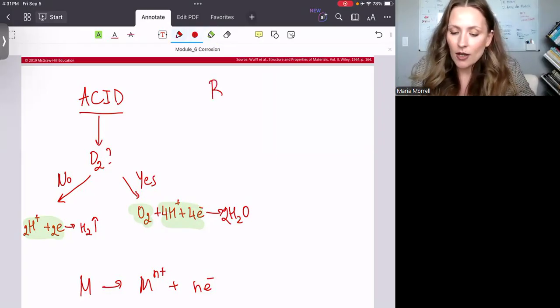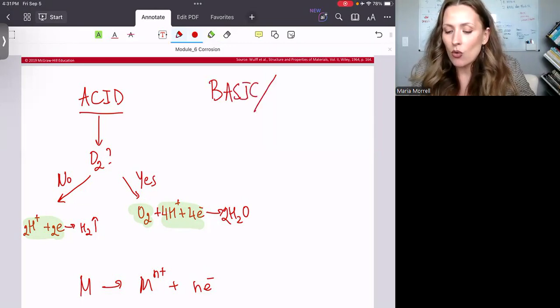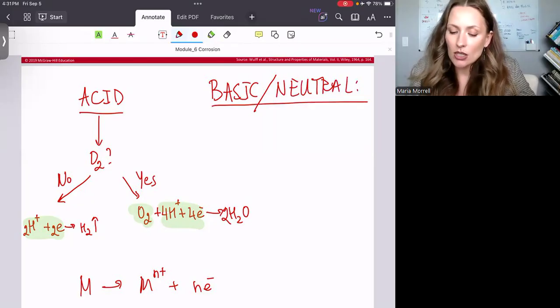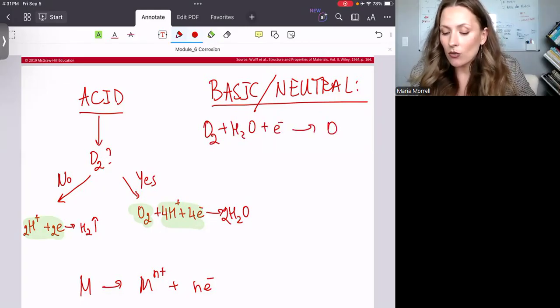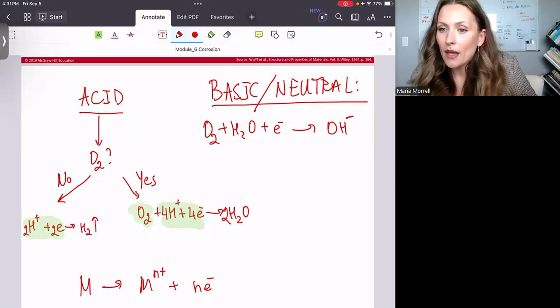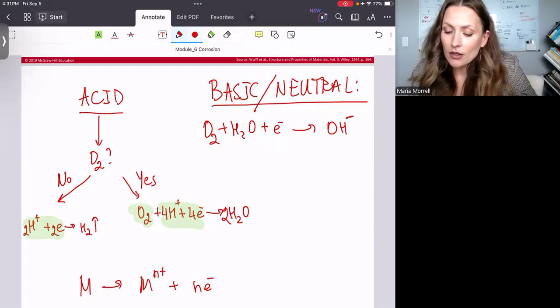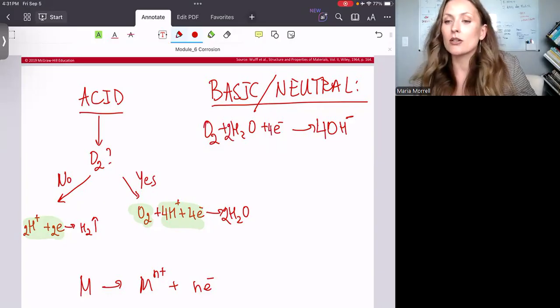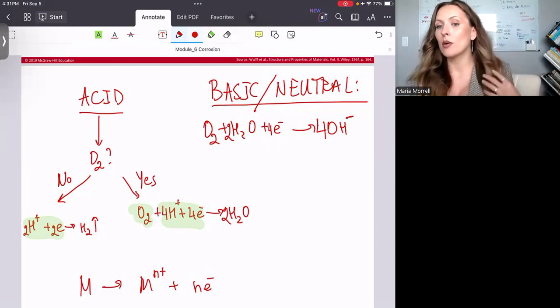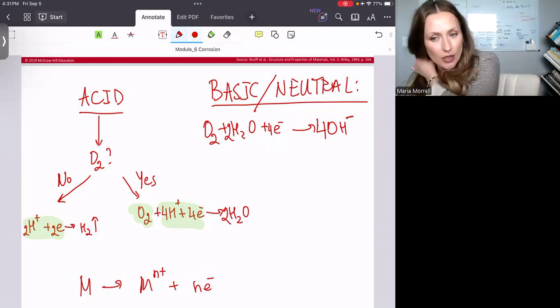Now, what happens if I'm working with basic or neutral? Okay. So what is going to be the equation here? Well, I'm going to have oxygen, I'm going to have water, and of course I have to have my electrons, right? And then in the end, what I'm producing here is the hydroxyl groups, OH-, okay? And so let me balance it out. It looks like I have to put 4 in here, I have to put 2 in here, and then I'll have 4 electrons in here, right? And this is how we come up with this reaction, okay?